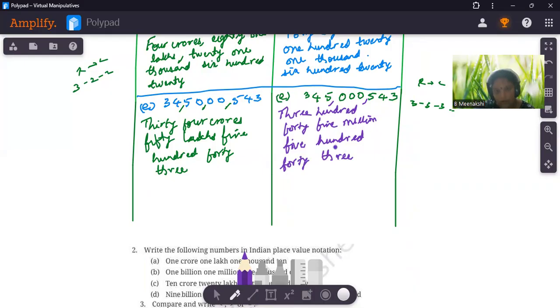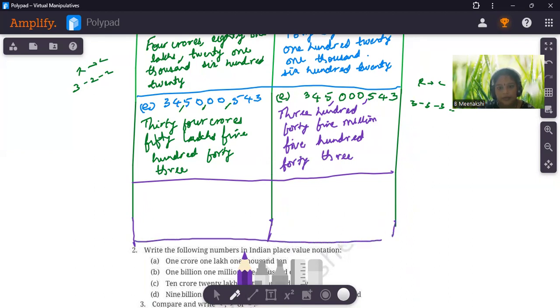345,543. Okay. This is the American place value system. Now next is F part: 1020304050. Okay. Get it according to this Indian place value system.